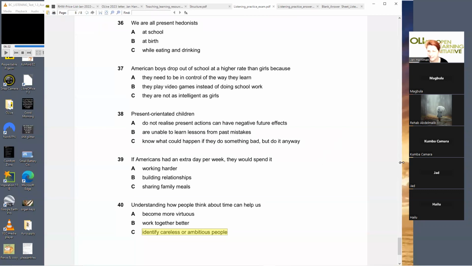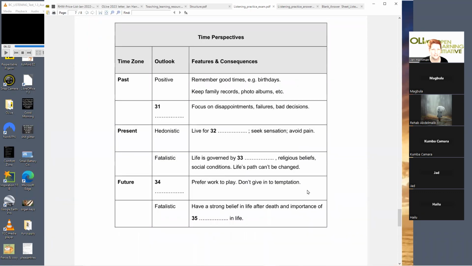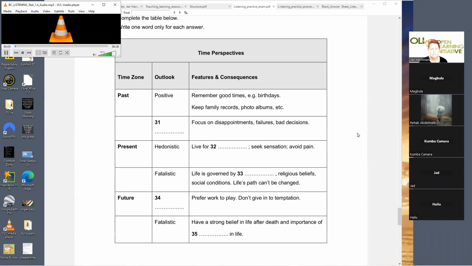Let's give it a try. Please make sure you stay muted through the recording. Okay, so first we have our chart to fill in. Let's see how it goes. Section 4. You will hear a talk on the topic of time perspectives. First, you have some time to look at questions 31 to 40, which we've already done. Sorry, there we go.